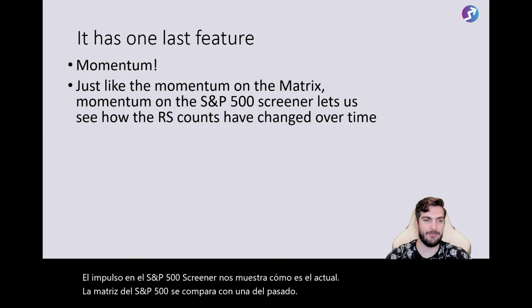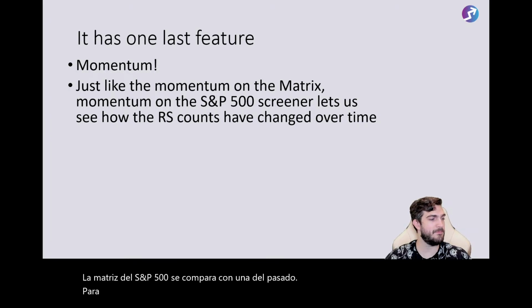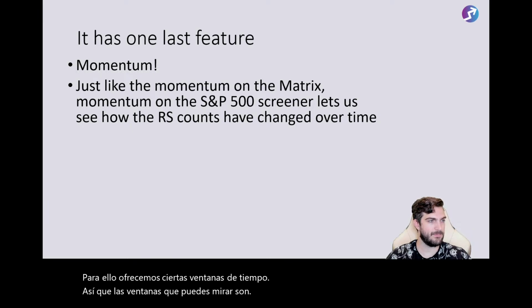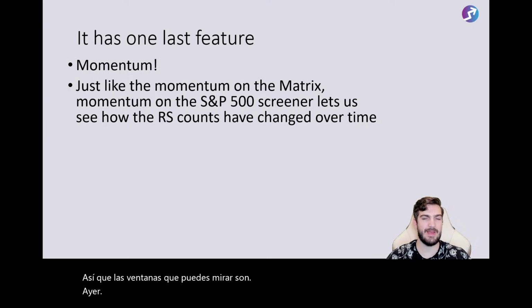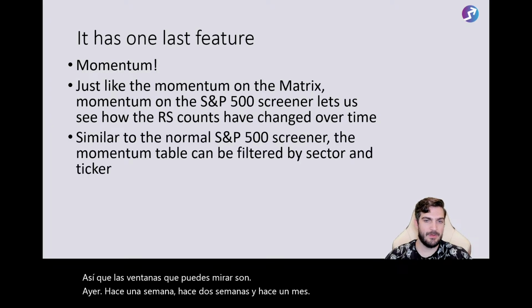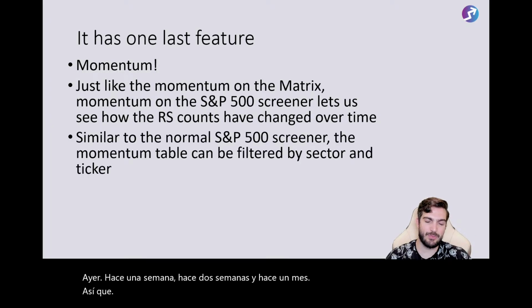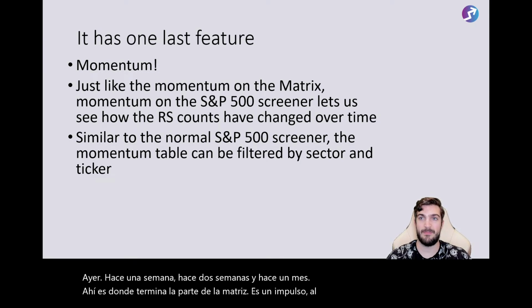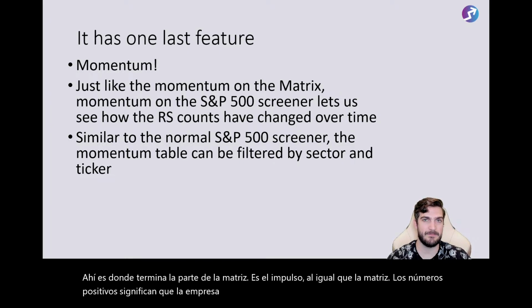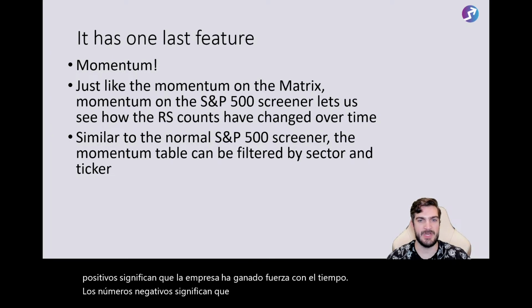For this, we do offer certain windows of time. So the windows you can look at are yesterday, 1 week ago, 2 weeks ago, and 1 month ago. So that's where the matrix part ends. It is momentum, just like the matrix. Positive numbers means that company has gained strength over time. Negative numbers mean the company has lost strength over time.